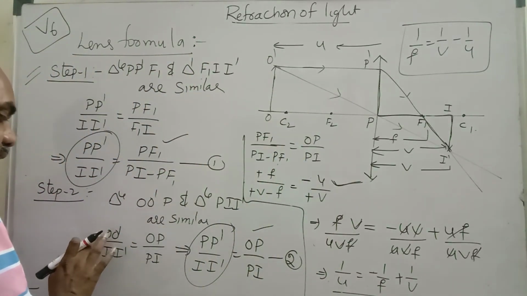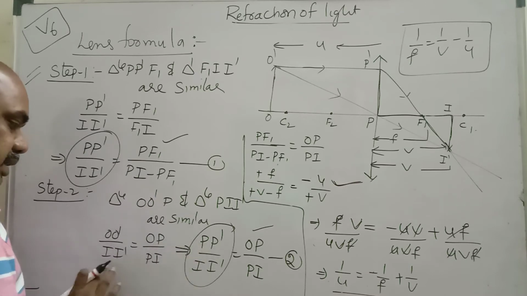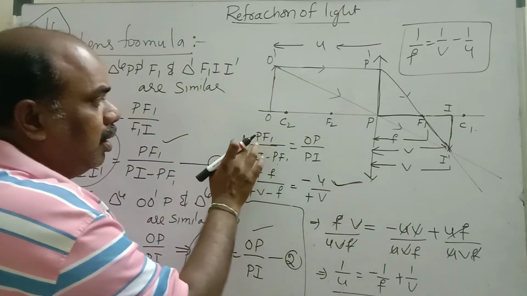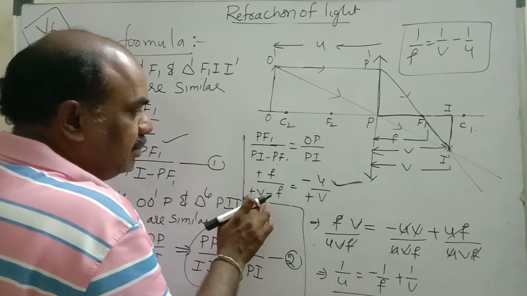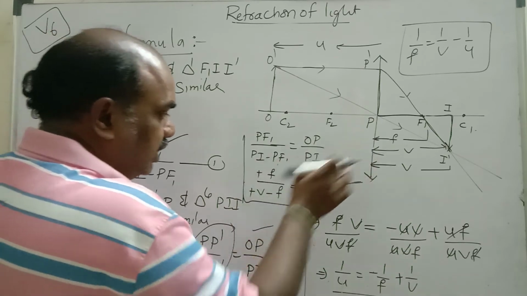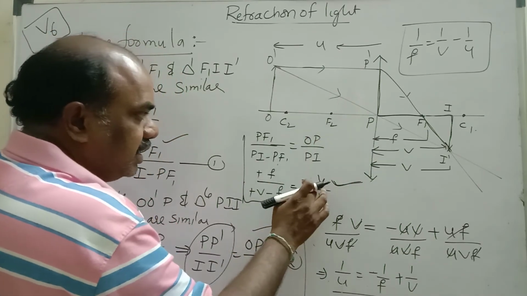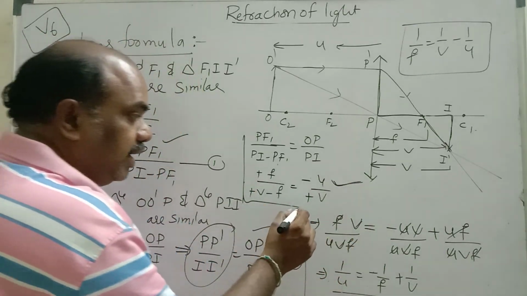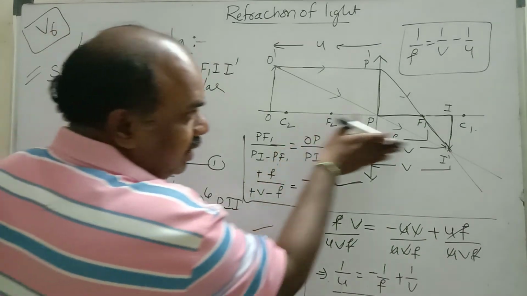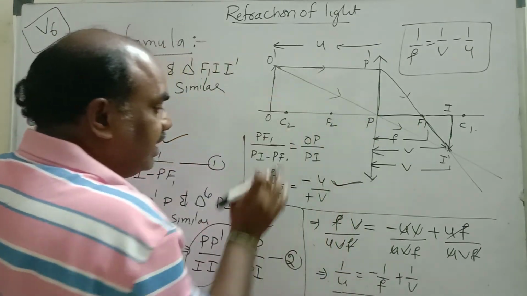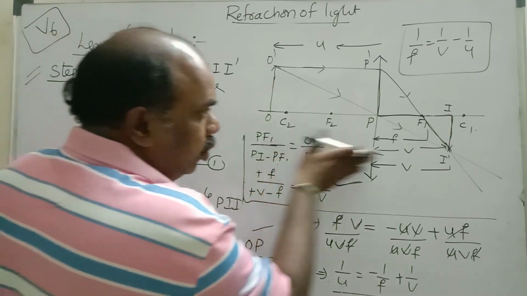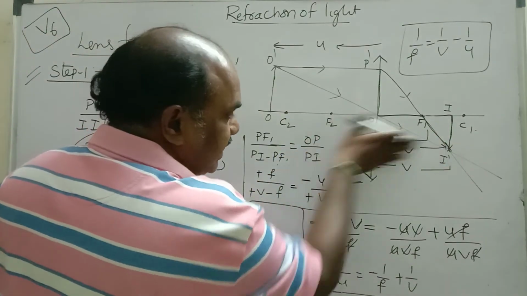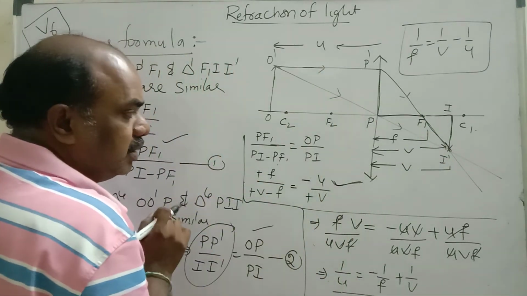So O dash can be replaced as P dash by I dash equal to same. Left side values are equal, so right side I equated. After sign convention, pole to focus focal length, pole to image distance, pole to object distance. But before simplifying, you need to do sign convention. Focal length, measuring from pole, compare with the parallel incident ray, focal length is plus. Pi, pole to image distance, compare with the parallel ray, both are in same direction, plus. Pole to focus, compare with the focal length, plus.